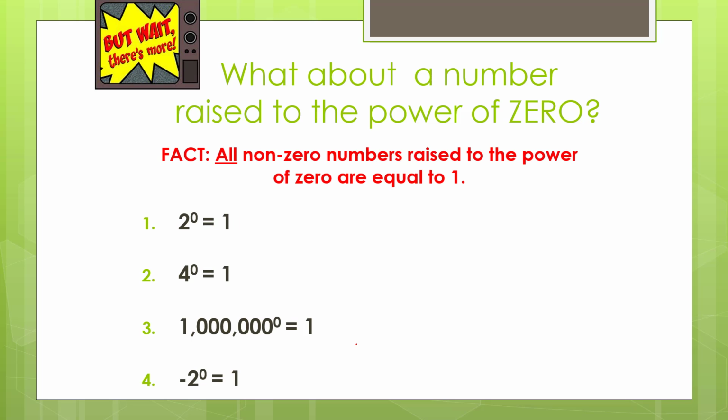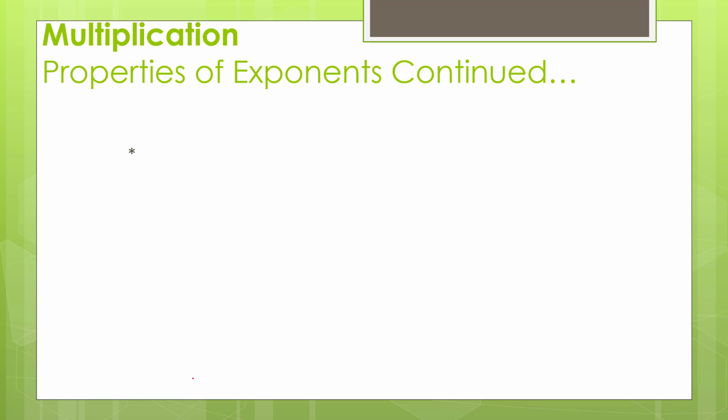All right, so any number, 2 to the 0th power is equal to 1. 4 to the 0th power is equal to 1. 1 million to the 0th power is equal to 1. Negative 2 to the 0th power is equal to 1. Let's write it that way. I'll explain why later in the unit.